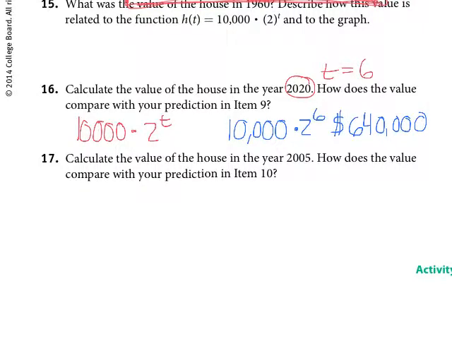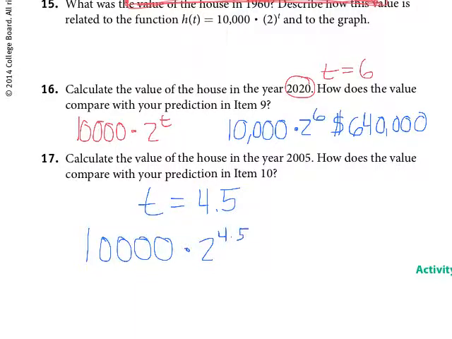Which makes sense. What if it gives me a harder question and asks me to calculate the value of the house in the year 2005? How many decades away is that? We started at 60, 70, 80, 90, 2000, 2010. Oh, we can't go to 2010. So 4.5, right? So my t value would be 4.5. So I could calculate 10,000 times 2 to the 4.5 power. I'm not actually going to do it. That's really where your calculator is going to help you out.